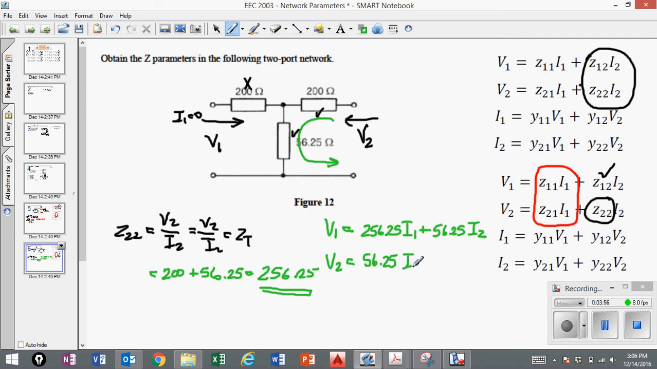56.25 times I1 plus 256.25 times I2. Now this is an exact mirror because these two resistors here from both inputs are the same, but on the exam they could be different, so you may not have this exact mirror between the Z11 and the Z22. However, if this is a resistive network, there will be a mirror between Z12 and Z21. These two numbers should be the same if it's a resistive network.